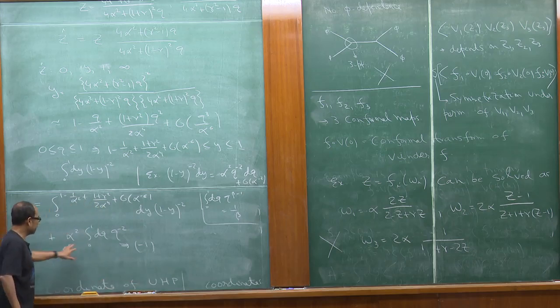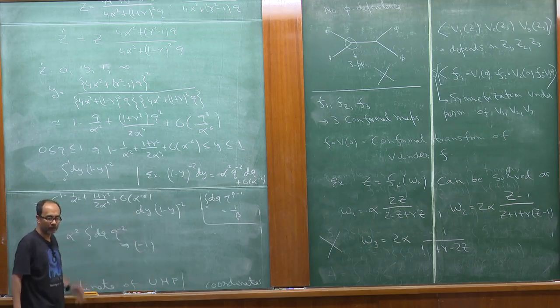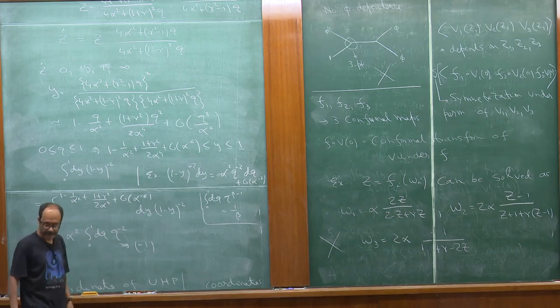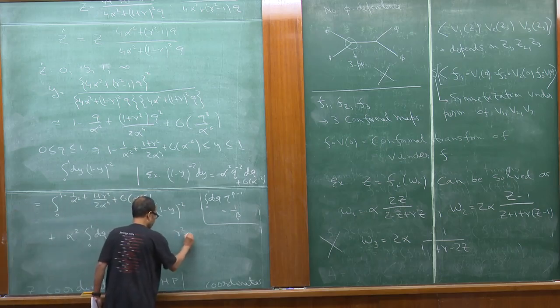Okay. So, this is minus alpha square, this integral is elementary, you can easily do it, right, dy 1 minus y to the minus 2, no singularity. Okay. So, after you do that and add up everything, you find that this is gamma square minus 1 by 2.